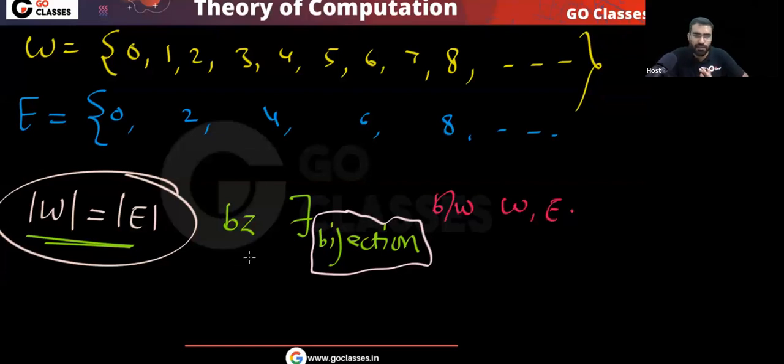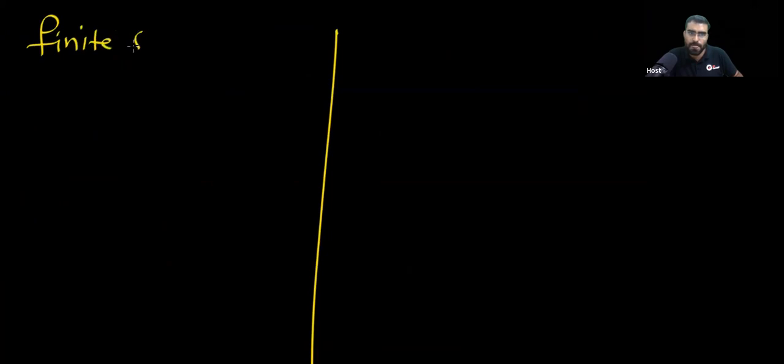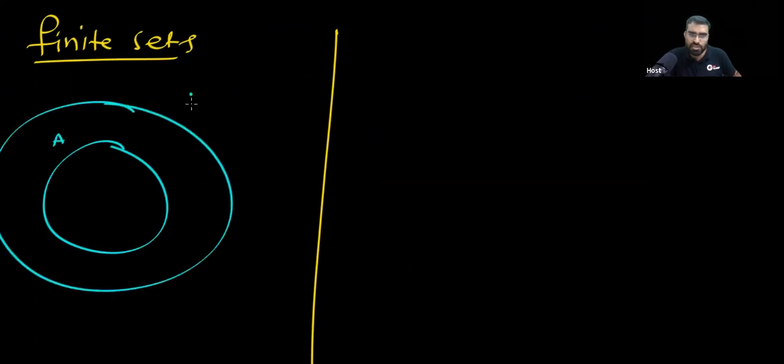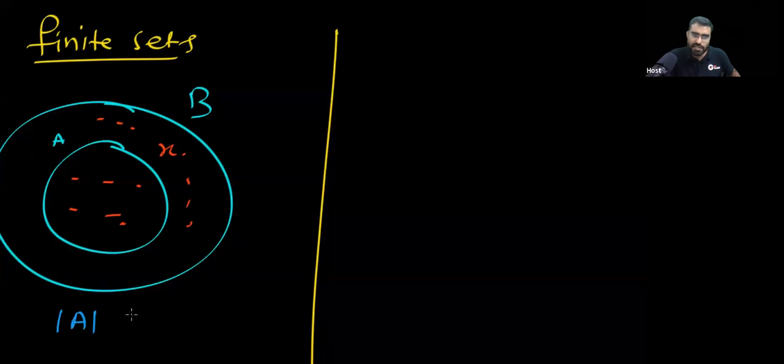Now, do you agree that infinity does not work with your intuition? Yes or no? For example, what does intuition say? For finite sets, your intuition can work. If you have finite sets, let's assume this is your set A and this is your set B, then you can immediately say that set A's cardinality is less than set B's cardinality.